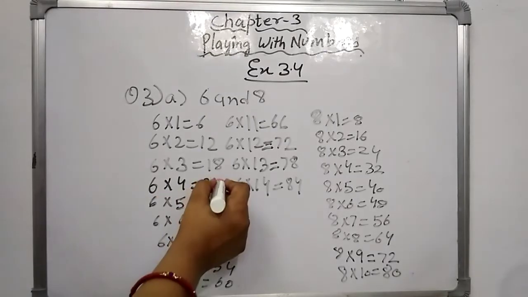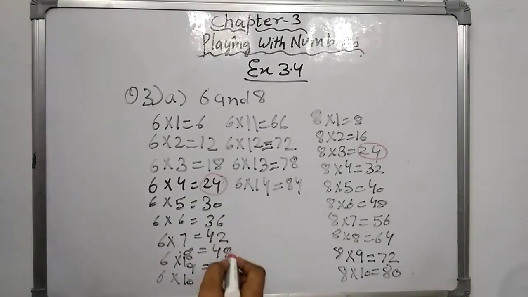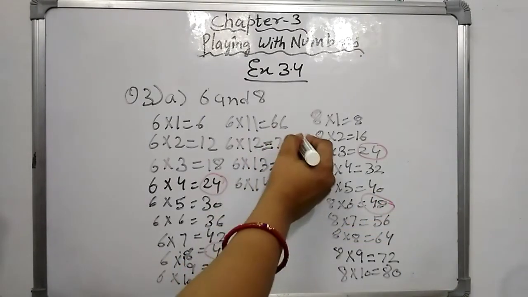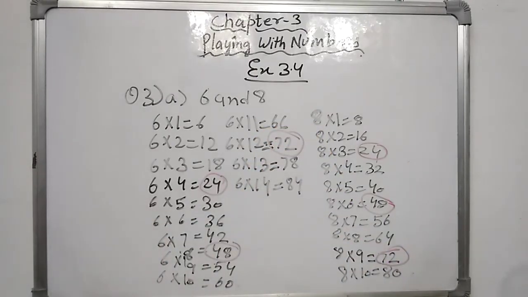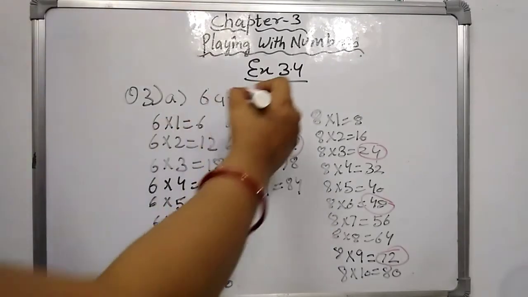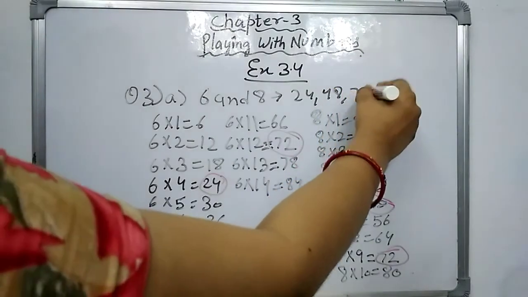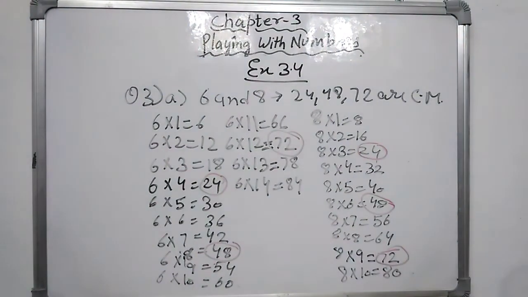We can see 24 is common for 8 and 6 both. Then we have 48 as common for 8 and 6 both. After that we have this 72 as common, and we need to write down first 3 common multiples. Now we got our first 3 common multiples between 6 and 8. So we will write them. So this 24, 48 and 72 are common multiples of 6 and 8. Moving on to next part.